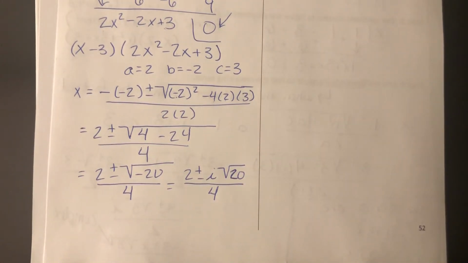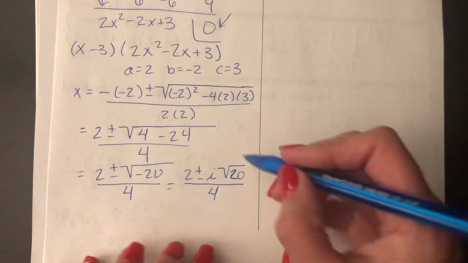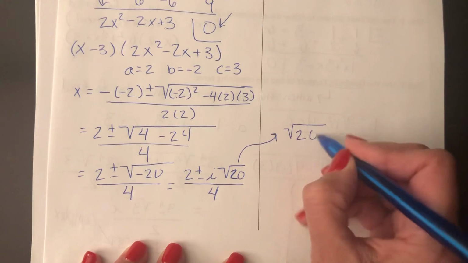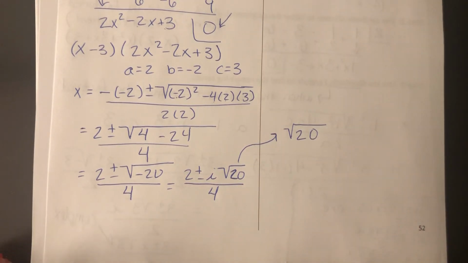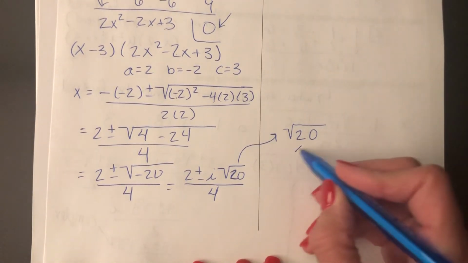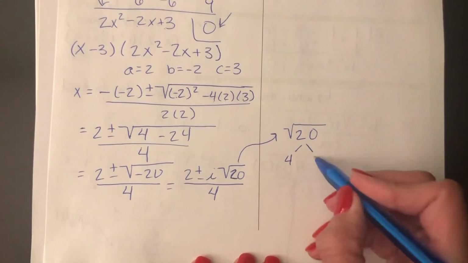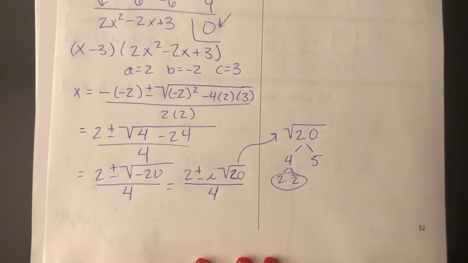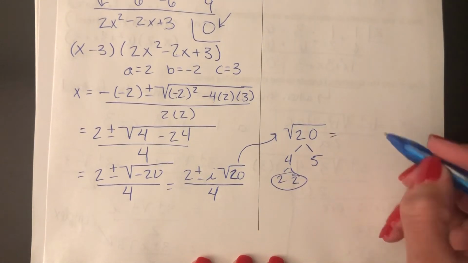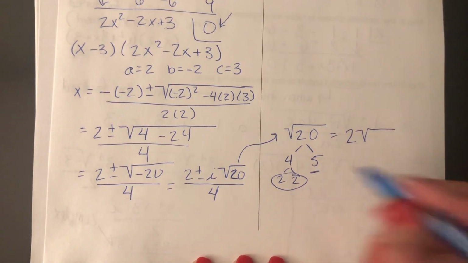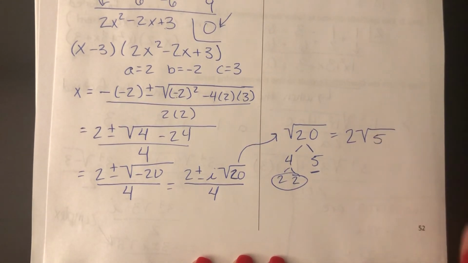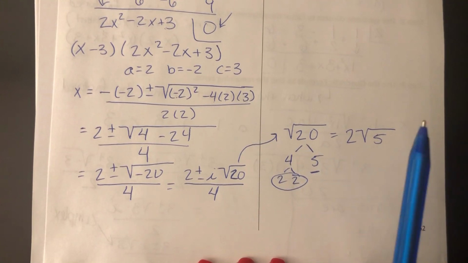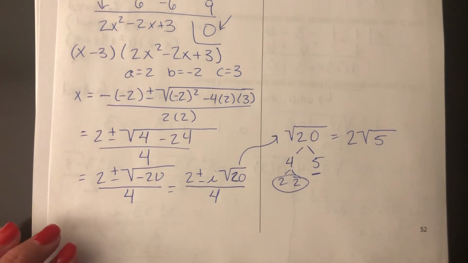Now, you can simplify the square root of 20, and you have to do that. So let's pull that to the side. Square root of 20. How do you simplify a square root? Well, you need to make a factor tree. So 4 times 5, and then 4 breaks down to 2 times 2. Circle your pairs. Pairs go outside. The singles stay inside. So the square root of 20 simplifies to 2 square root 5. So now I can write my final answer.